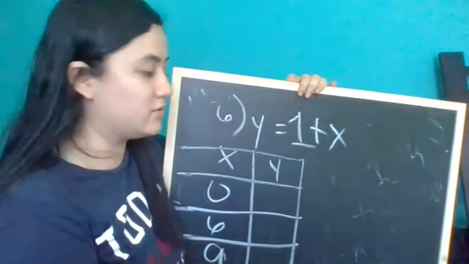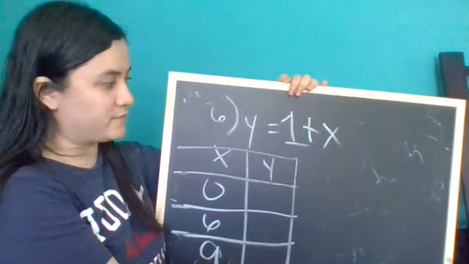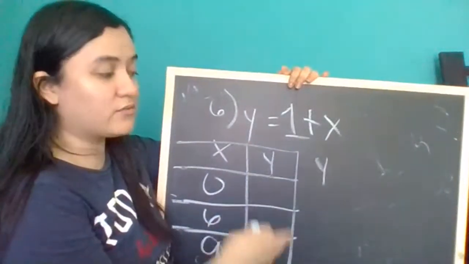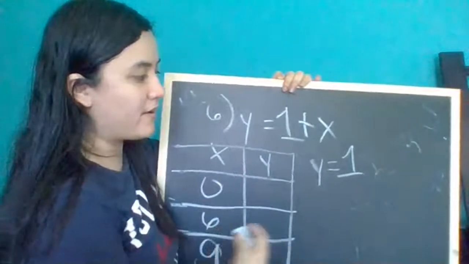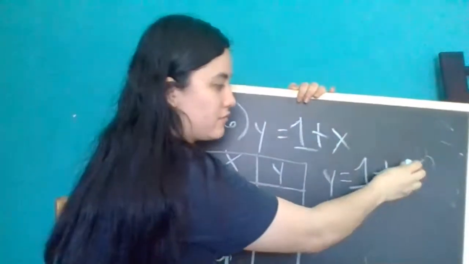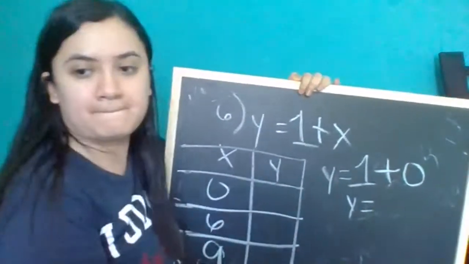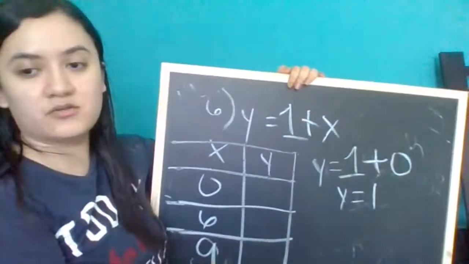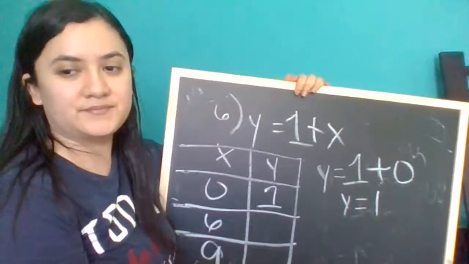Okay. So let's substitute. We have the values of x, right? So we say y, we copy all of them because y is the one that we're looking for, equals 1. That is the same number of my equation, but I'm going to substitute in the values of x. It would be 0. How much is 1 plus 0? Very good. 1. So the value of y will be 1. Very good.